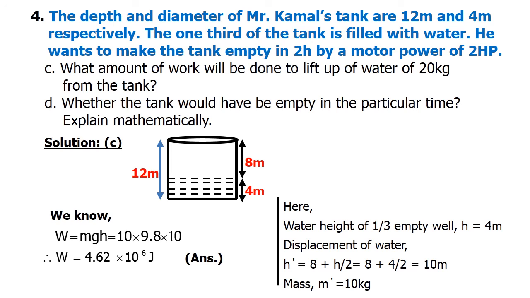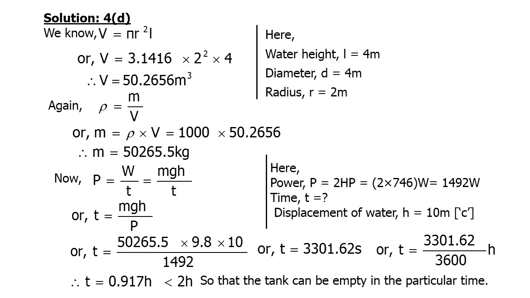So we have to add 8 with the average one. Here the average is h by 2, and the remaining height is 8. So the total height to be covered by the water is 10 meter. So if we put the values of m, g and h, then we'll get work done is 4.62 into 10 to the power 6 joule.